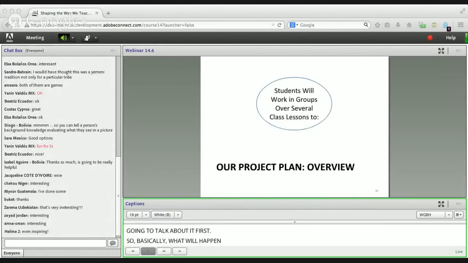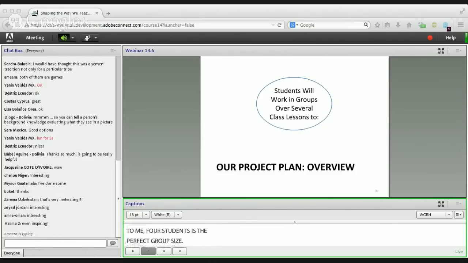Now, I like putting students into groups. To me, 4 is the perfect group size. But in some places, working in groups is not as easy. So you can modify this for your own students, of course, but it takes several class lessons.